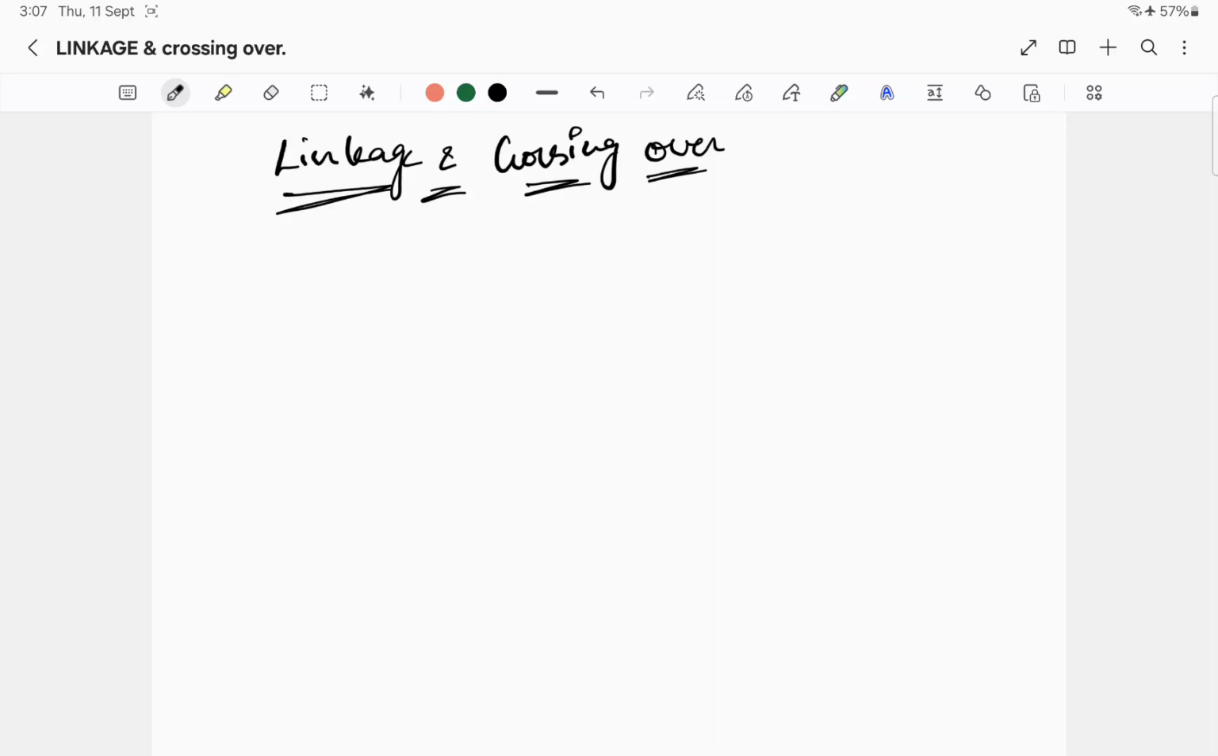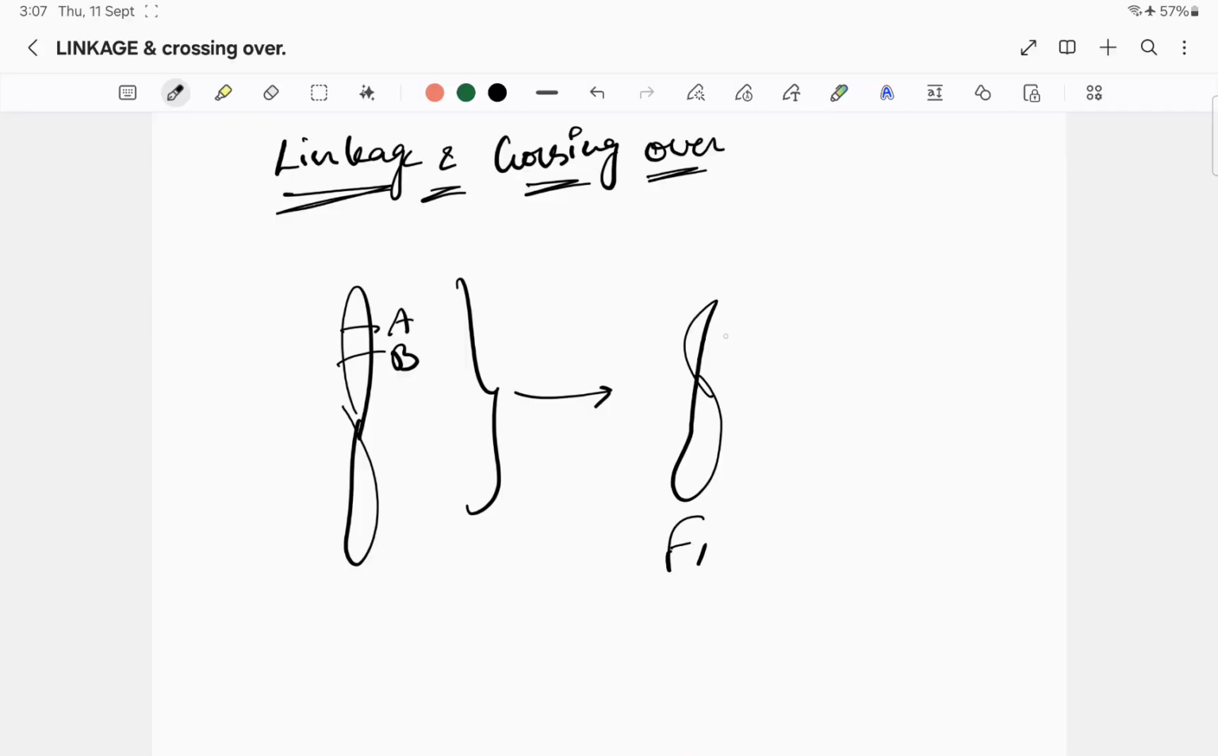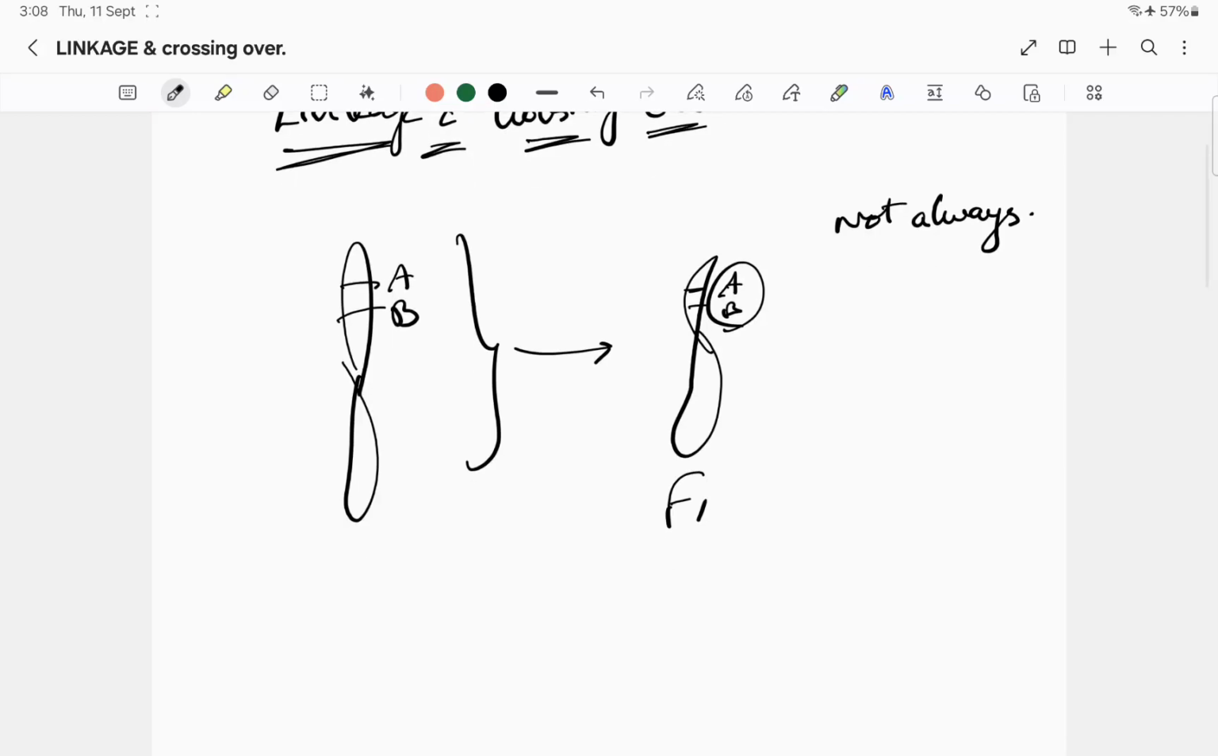For example, two genes are on the same chromosome. Do they always travel together to the next generation? For example, if capital A and B are present on the chromosome, do they always travel to the next generation together? What do you think? The answer is not always. They don't always travel together. Today we will crack linkage and crossing over so we can map genes in under a minute, right?